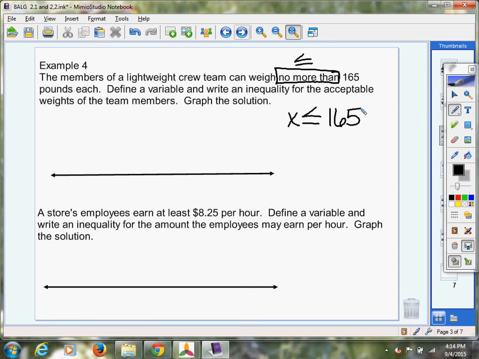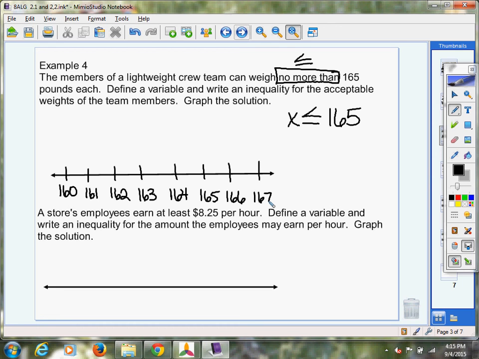That 0 doesn't even have to be on the number line necessarily. With a high number like this, what you could do is maybe start at 160 and work your way up. Maybe go by ones. Here's 161, 162, 163, 164, 165. And you can do that just showing a trend. You don't have to have 0 on your number line necessarily. Just take a piece of that line and kind of highlight it.